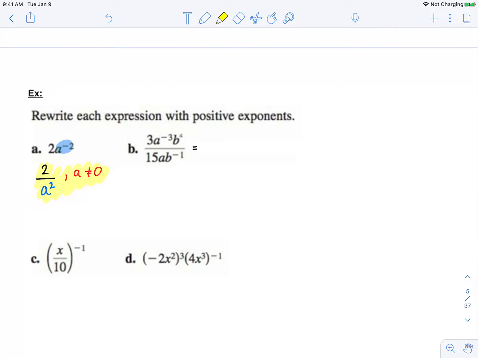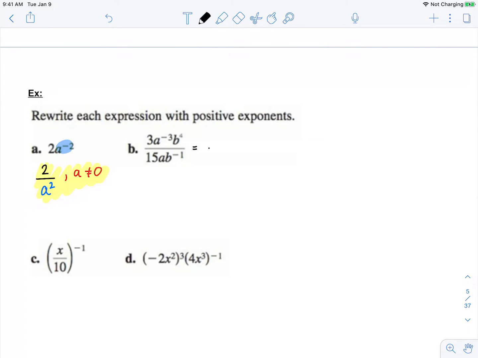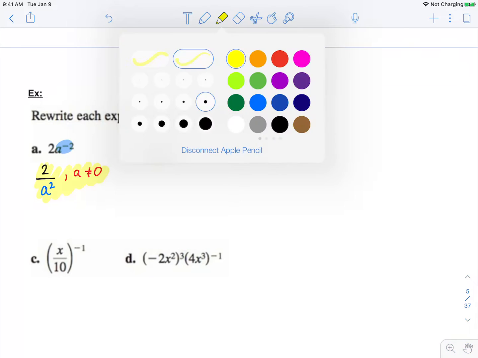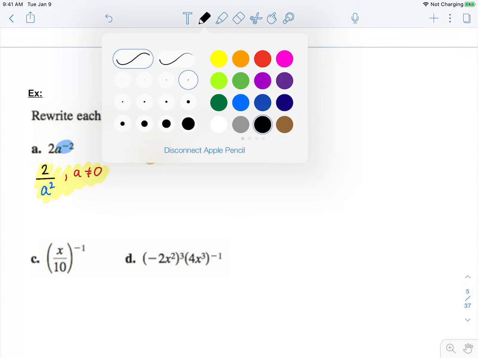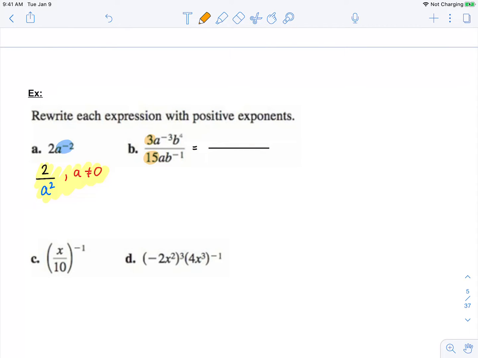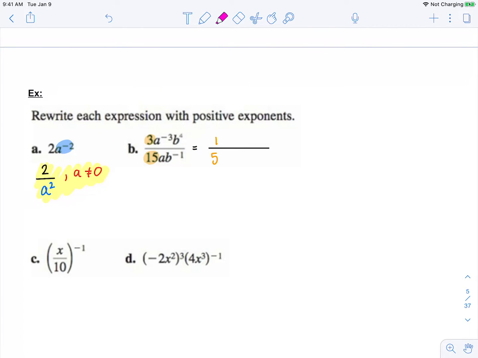Here in part B, there are a few things we're focusing in on. Let's focus in one at a time. The first thing I see is 3 over 15. 3 over 15 as a fraction simplifies to be 1 over 5. Now what I'm going to focus on are my negative exponents. Once again, you might approach this differently than I do, and that's okay.